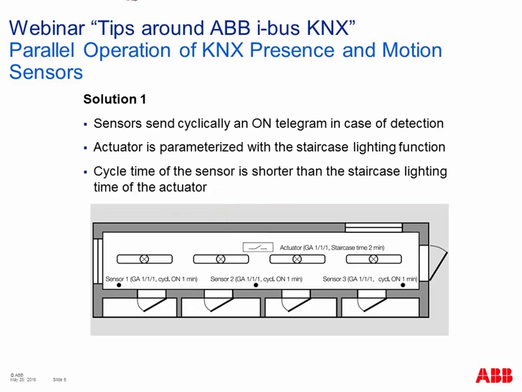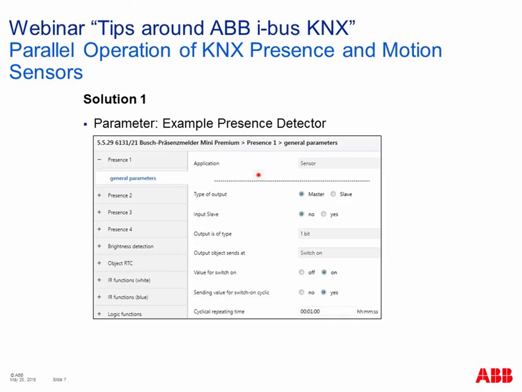So what does it mean for our parameterization in the ETS? I show you here an example with an Actual or Current presence detector. What you have to adjust here: it's a master, not a real master, but in principle all these sensors in this case are masters. They need no slave inputs. We do that in the next solution.